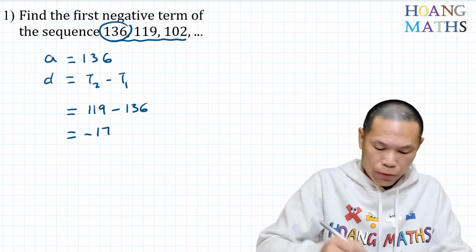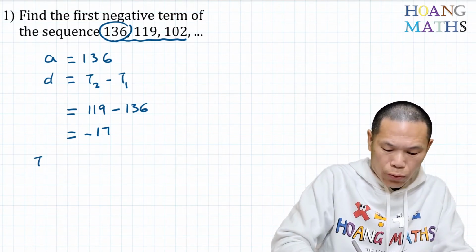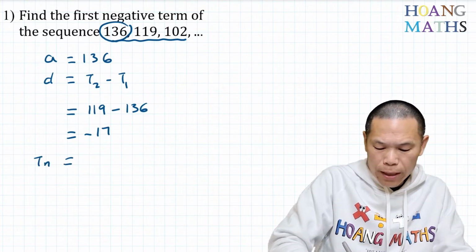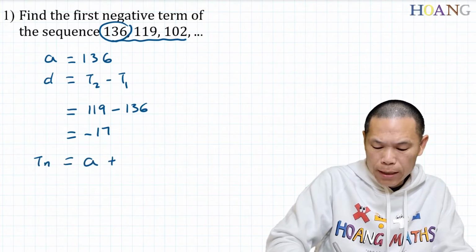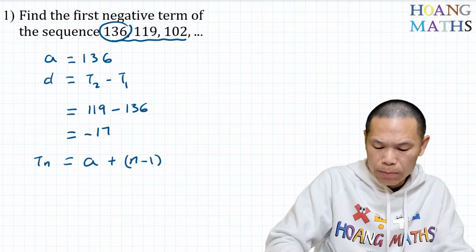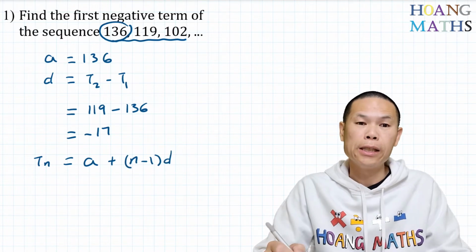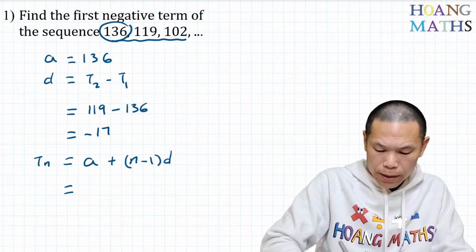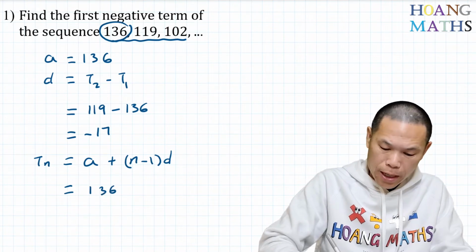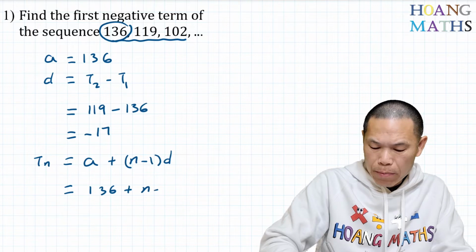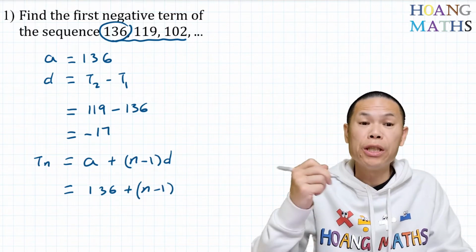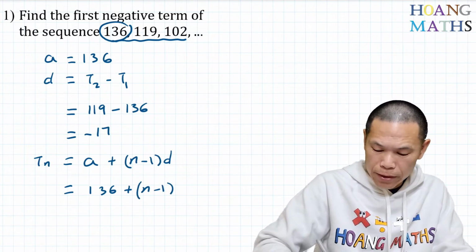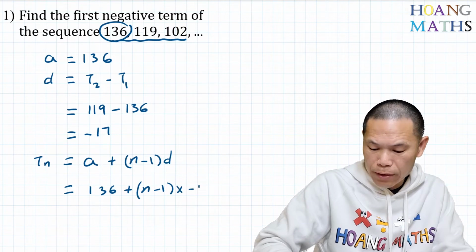So what we need to find is the rule. The general rule for this is T of n equals the first term plus n minus 1 times the common difference, that is D. So that is equal to 136 plus n minus 1 times D, and D is negative 17, so times negative 17.